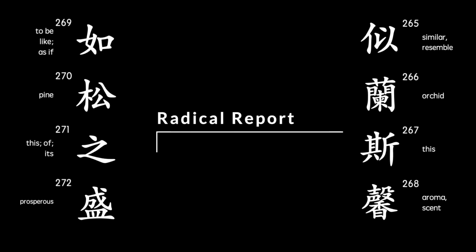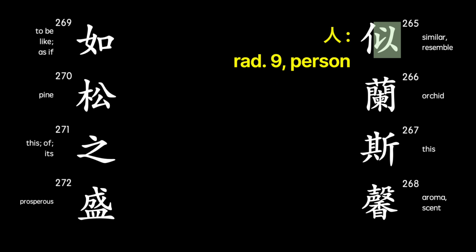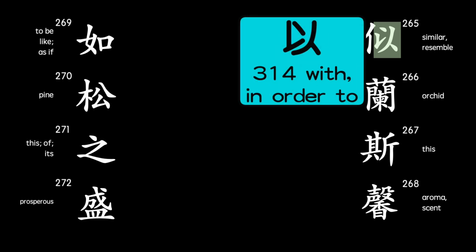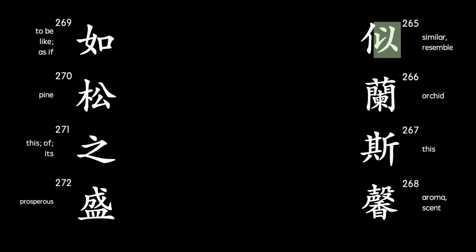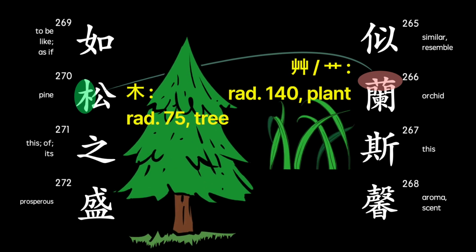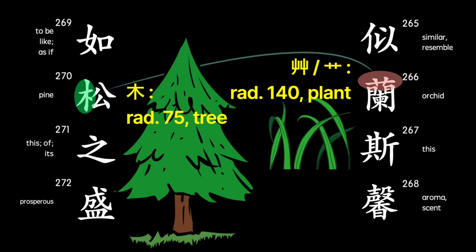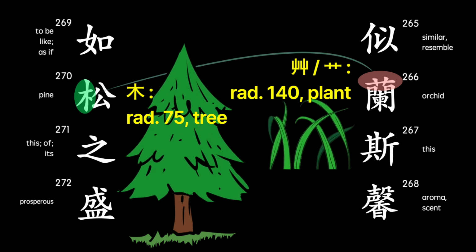Let's look at a few radicals or components. First, look at 265. Note that the person component appears twice in this character. Also note that in character 314, you'll see the highlighted part of this character again as its own character. Next, look at 266 and 270. Radicals frequently appear to show a category of a word. So 266 means orchid and has the plant radical on top, while 270 means pine tree and has the tree radical on the left.